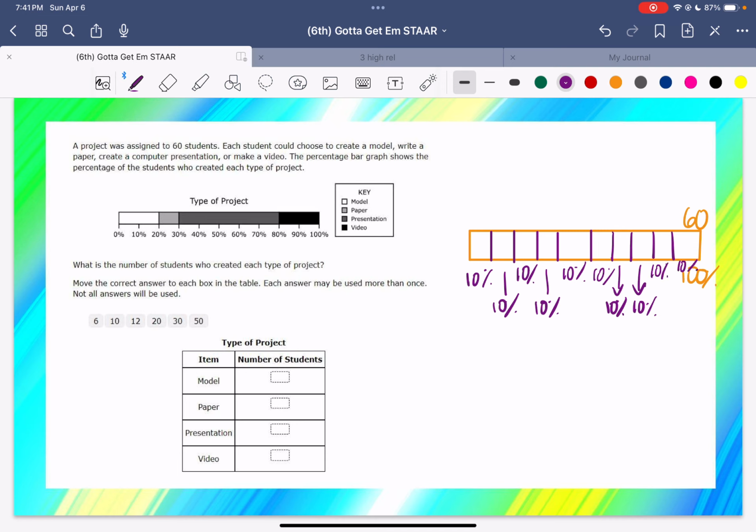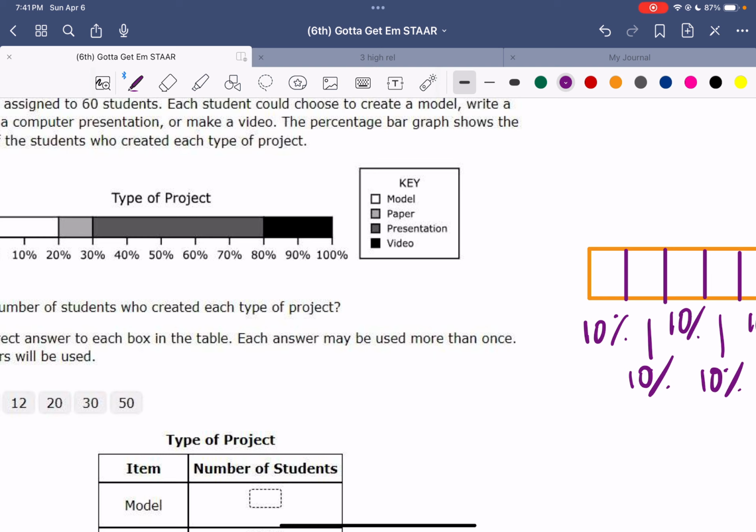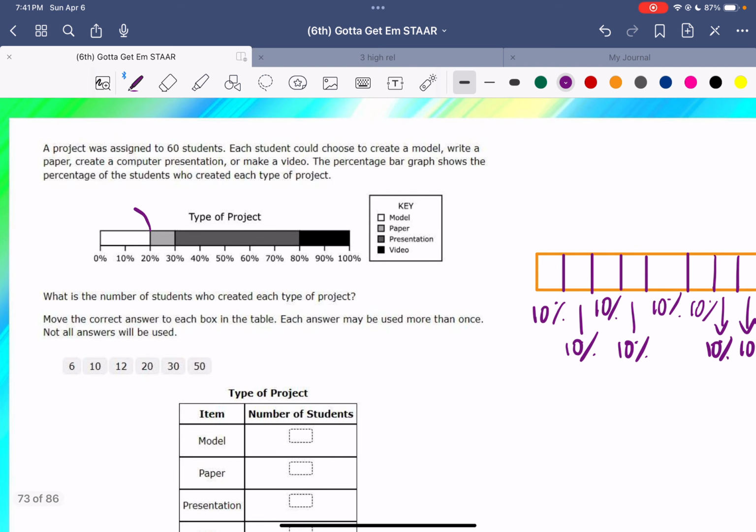Okay, so if you notice, my bar has 10%, and then the bar on the STAAR test doesn't, even though it does represent each piece is 10%. But I've seen kids get confused and look at the video and say video is 100% because it ends there, but that's not the case. So in this piece, it's 10%, which is 20%, is the model.